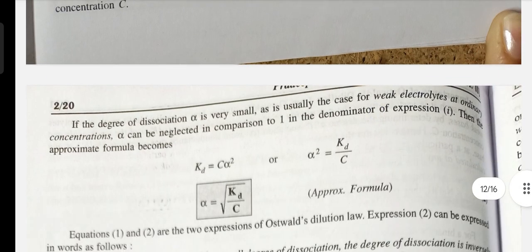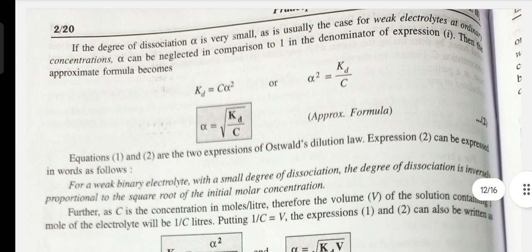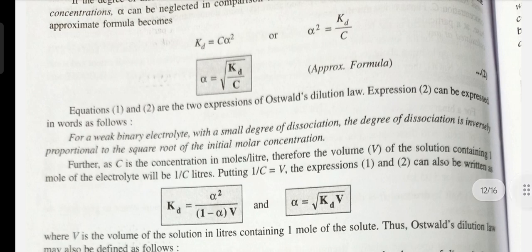If the degree of dissociation alpha is very small, as is usually the case for weak electrolytes at ordinary concentration, alpha can be neglected in comparison to 1 in the denominator of the expression. Then the approximate formula becomes Kd equals C alpha square, or alpha equals square root of Kd upon C. For a weak binary electrolyte with a small degree of dissociation, the degree of dissociation is inversely proportional to the square root of the initial molar concentration.